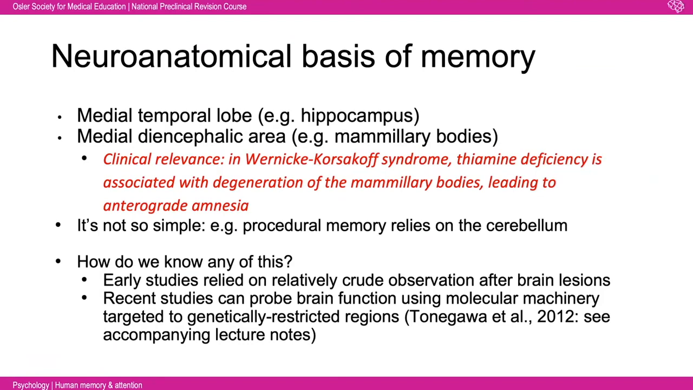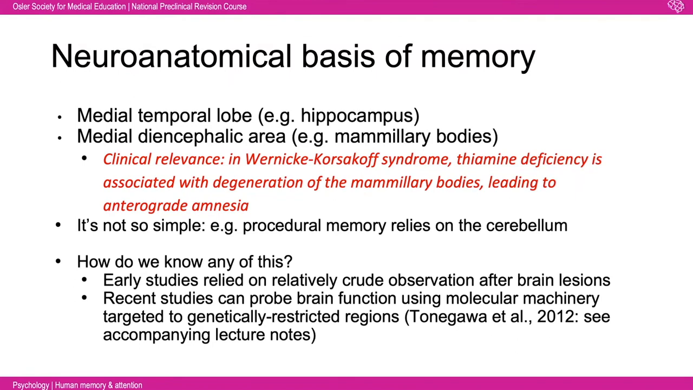So the neuroanatomical basis of memory, the first point is that there's no one area of your brain that memory is localized in, but classically you hear of the medial temporal lobe, which includes regions like your hippocampus. And the clinical relevance of that is that in Alzheimer's disease, for example, that's the predominant region of degeneration. But there's also lots of other regions.